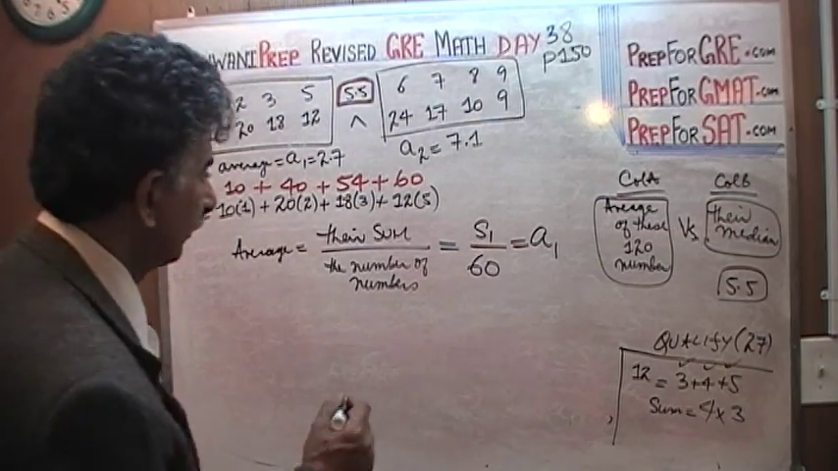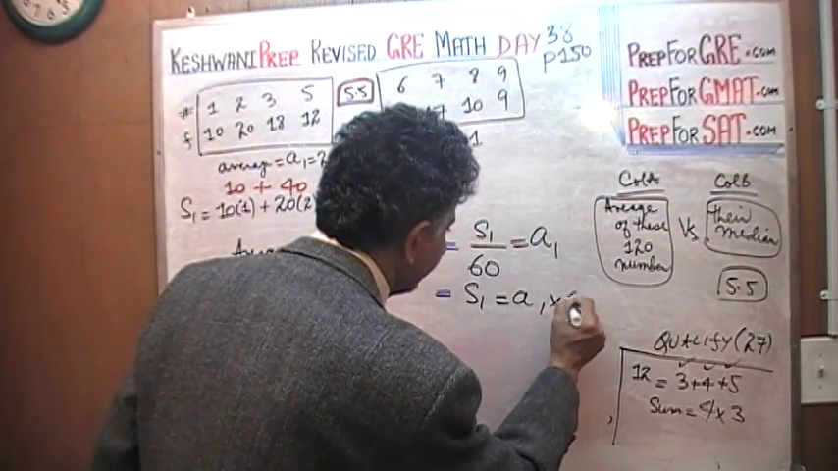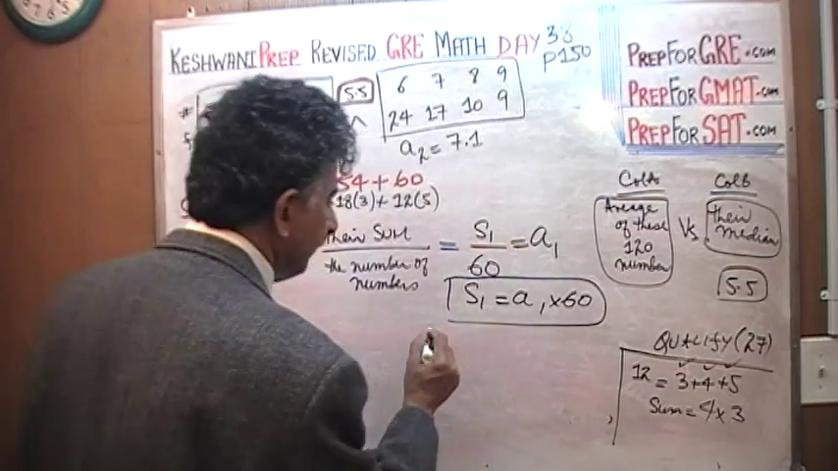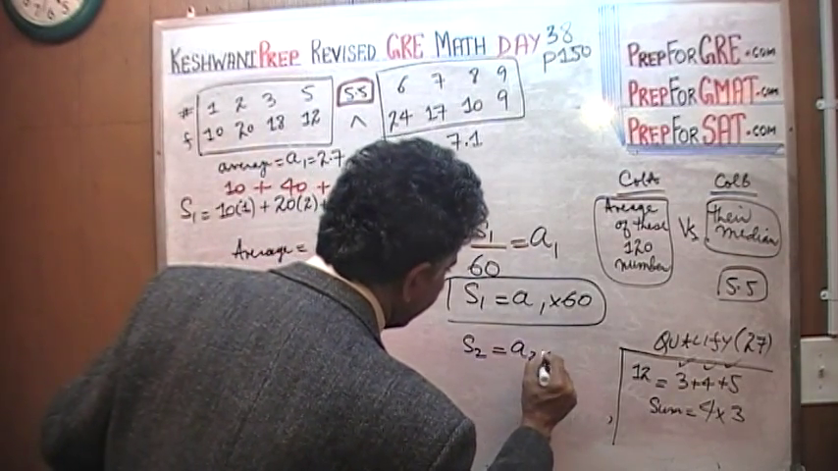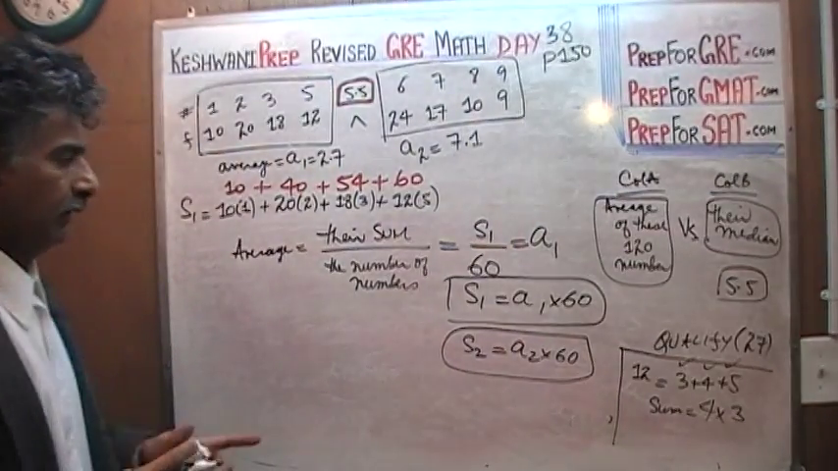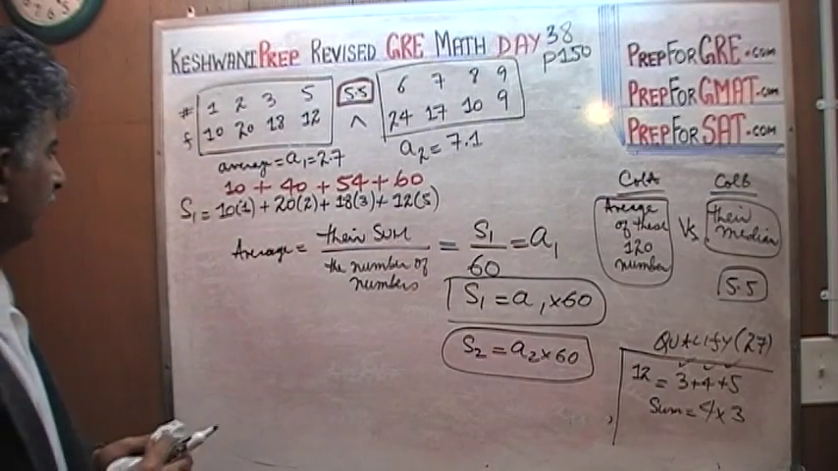So overall, here S1 equals A1 times 60. Similarly, the second sum, S2, will equal the second average times 60. I'm not going to spend the time to explain that part. Why are we figuring it out? Because we are going someplace with it, okay? We're going someplace with it.